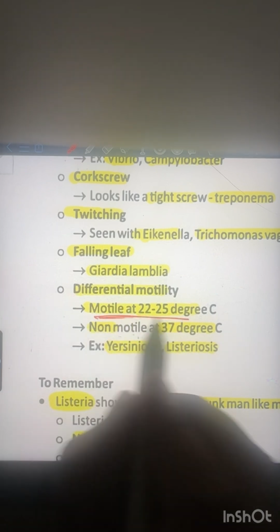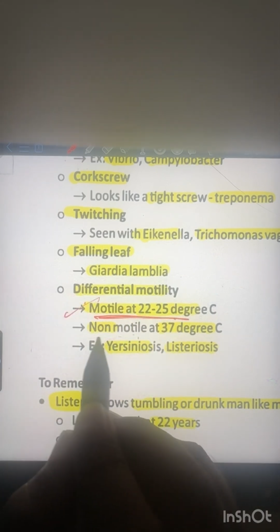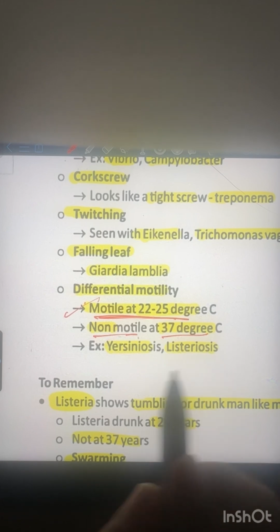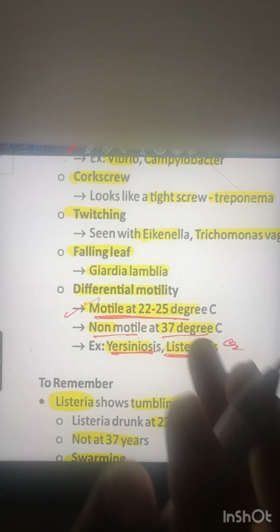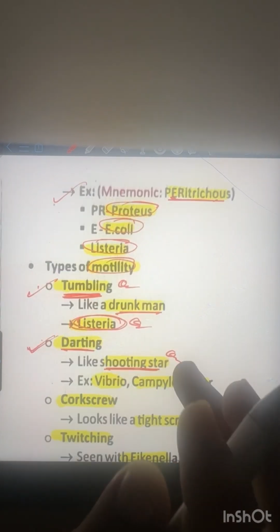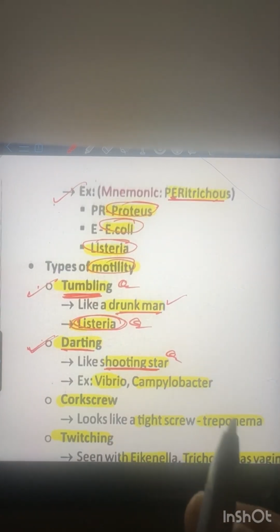Do you know what tumbling is? Tumbling is like a drunk man who is falling left, right, staggering, right? So Listeria is that drunk, staggering, tumbling organism. And if you just go by basic human physiology, it is easier to be drunk at a younger age, but it is very difficult to be drunk and very, very unhealthy for the body, and your liver and your body will not be able to take it at an older age.